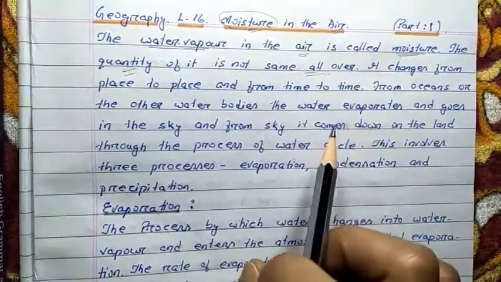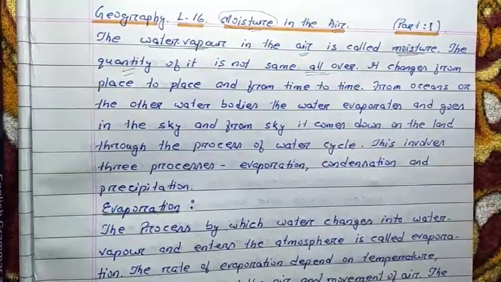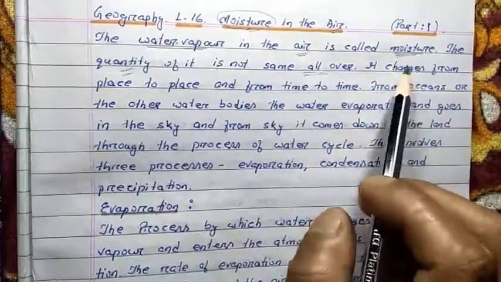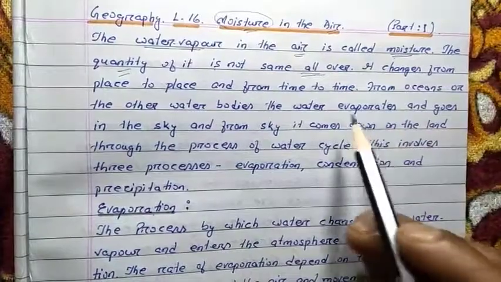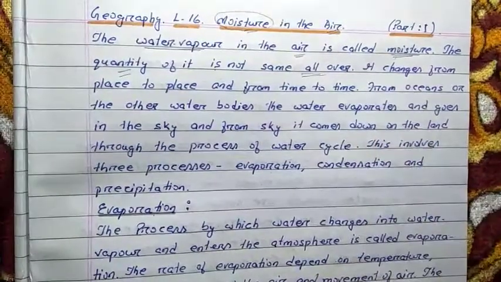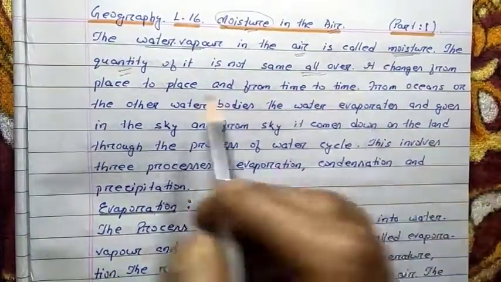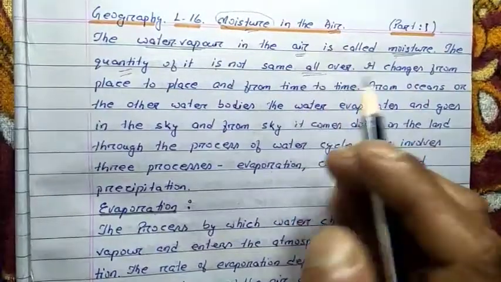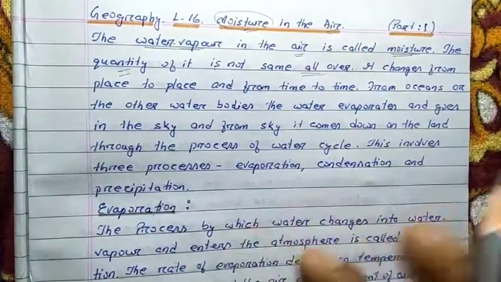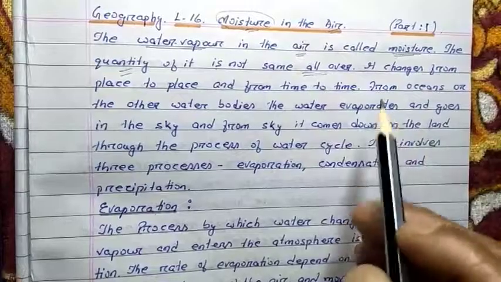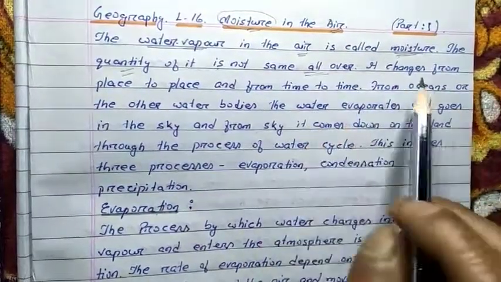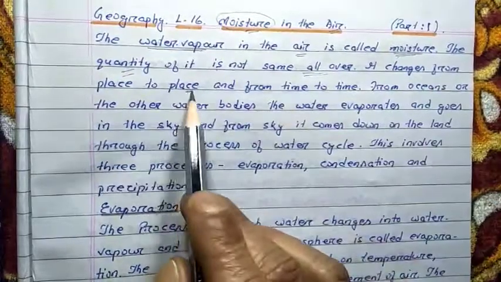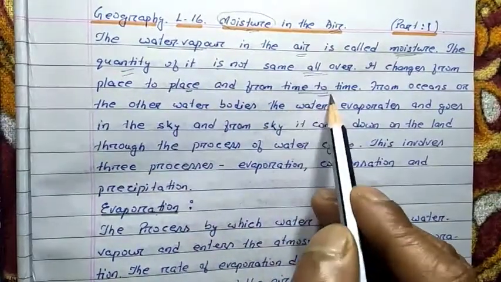Like temperature. If temperature is more, the moisture will be less. If temperature is less, moisture will be high. Even wind: if the wind blows fast, the water vapor will be less. If the speed of the wind is low, the water vapor will be more. So because of these reasons, the quantity of moisture in the atmosphere is not the same. It changes from place to place and from time to time.